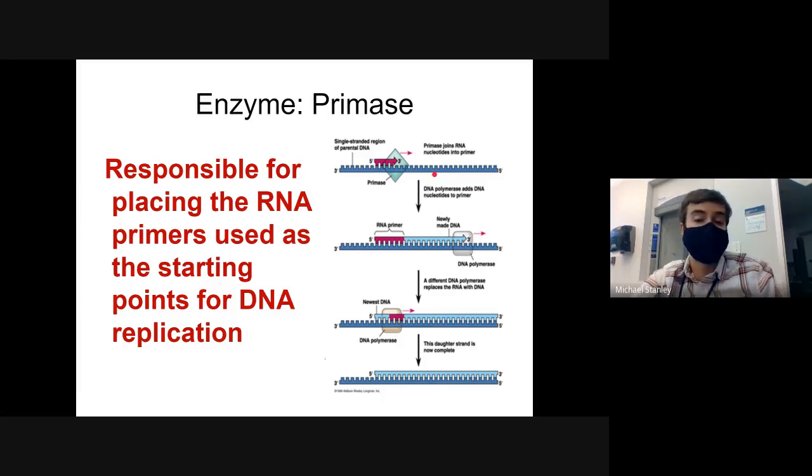But in order to get that process started, we need this little primer on the DNA right here so that there's this kind of starting point that the DNA can build from. And in order to get our little primer put down, we need this helper enzyme called primase that comes along and puts down these little primers on top of this opened up DNA strand.